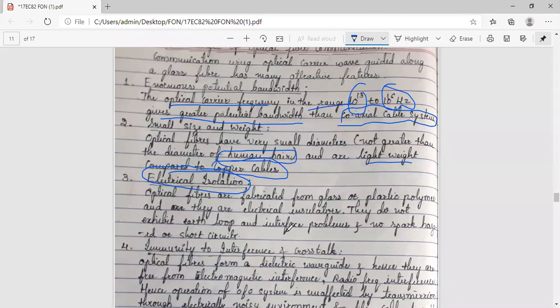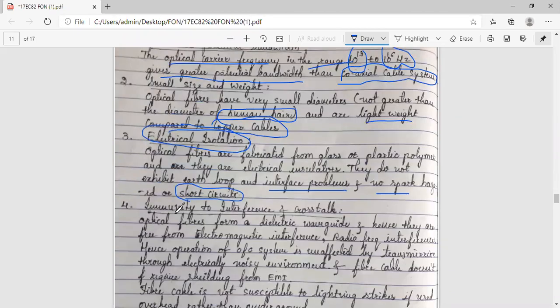So the interfacing problems associated with coaxial cables, and even sparking or short circuits, which are very common in other kinds of cables, do not exist in optical fibers. This is the third advantage.